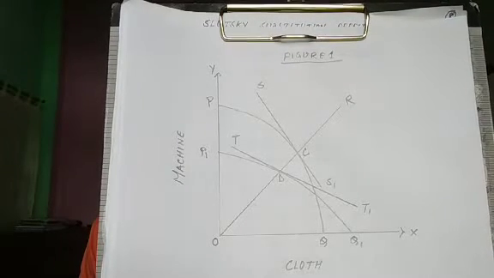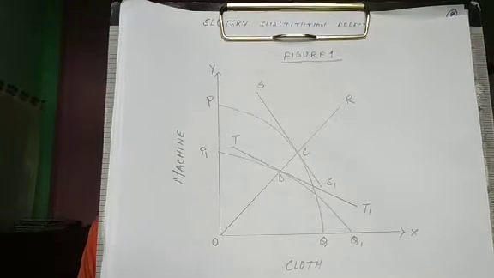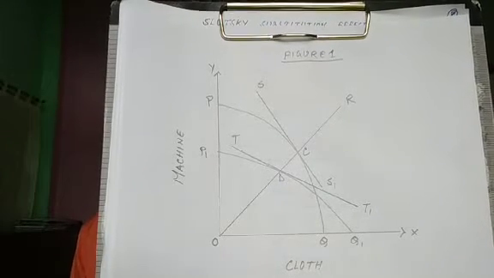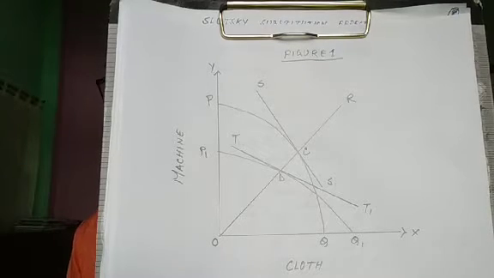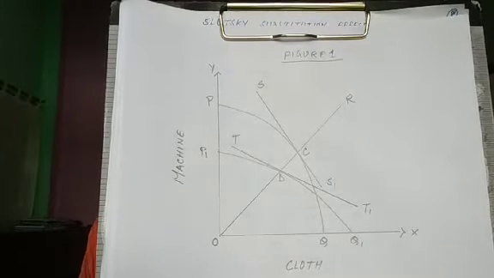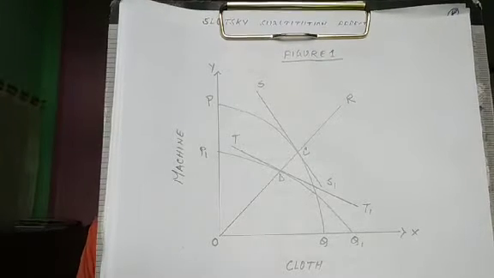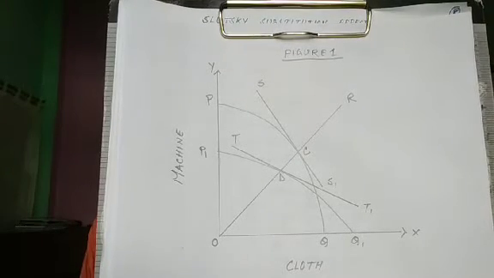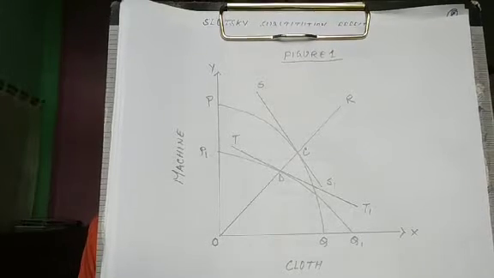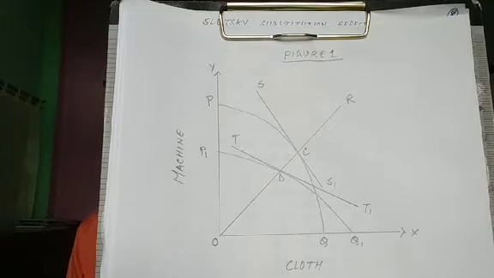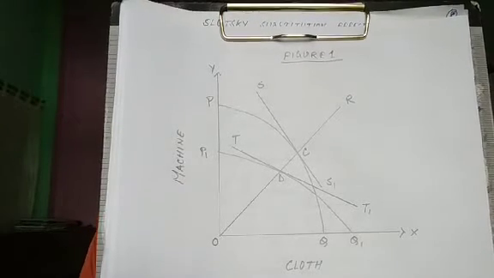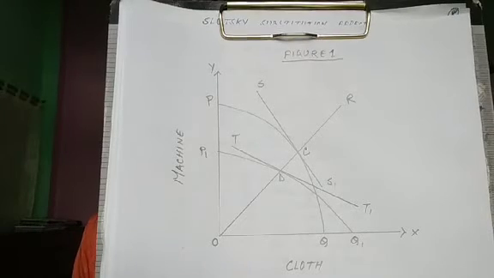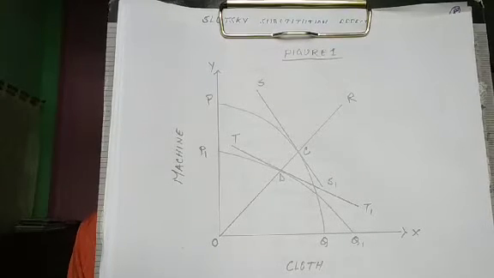This implies that the marginal cost of producing cloth in country A is higher than the marginal cost of producing cloth in country B. So this comparison between the steeper and the flatter line means that the marginal cost of producing cloth in country A is higher than the marginal cost of producing cloth in country B. So if the production takes place at points C and D, machine can be produced more cheaply in country A and cloth can be produced more cheaply in country B.